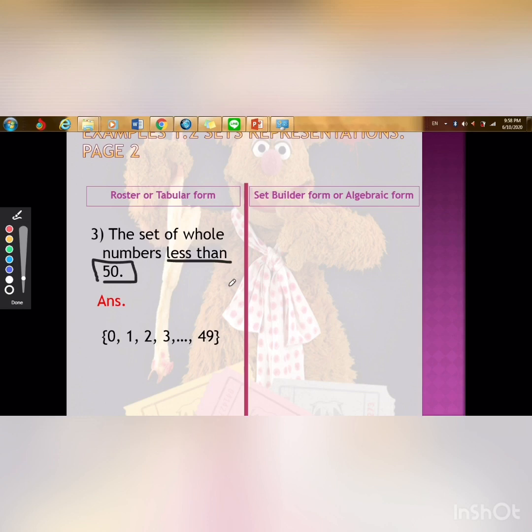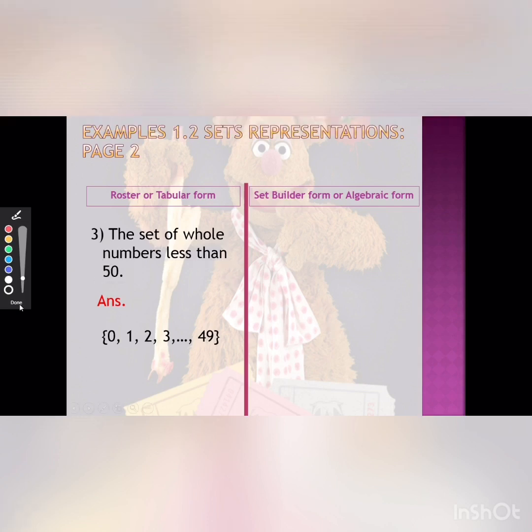There you go. And then how are you going to write your answer in set builder form? Very easy as well. You can have x such that x is an element of W, which is the whole numbers, and x is less than 50.